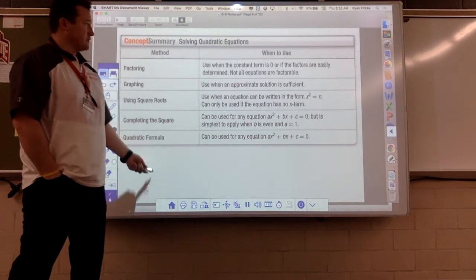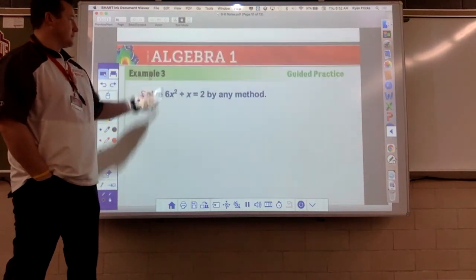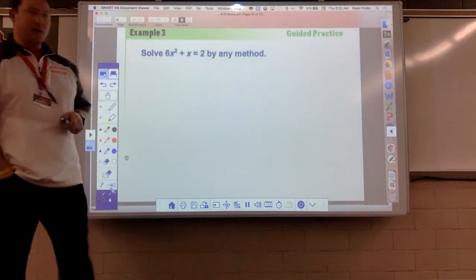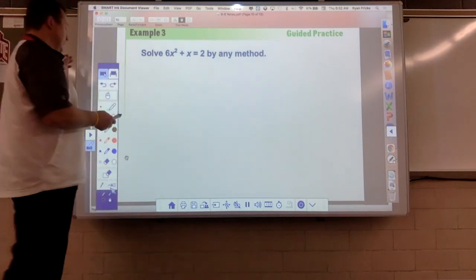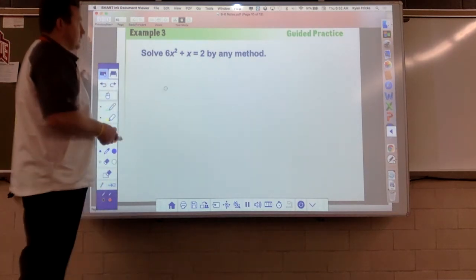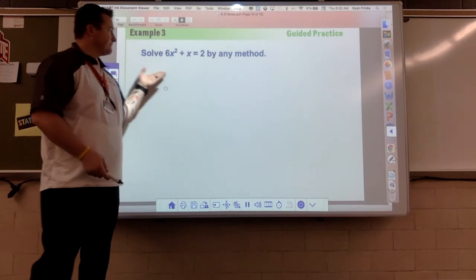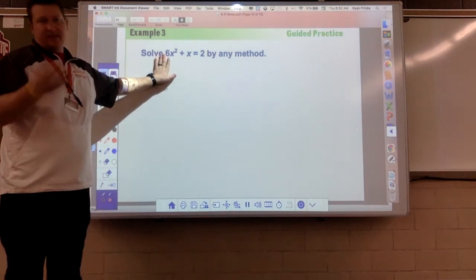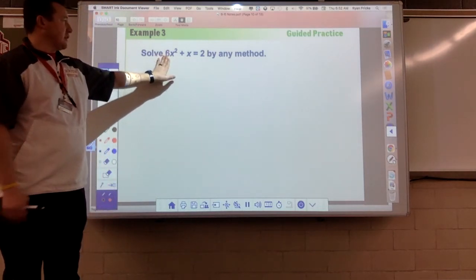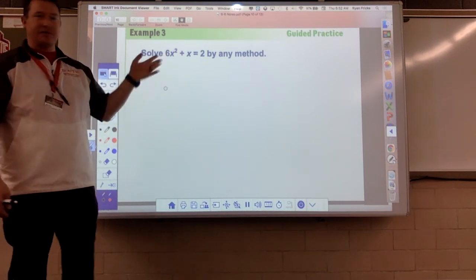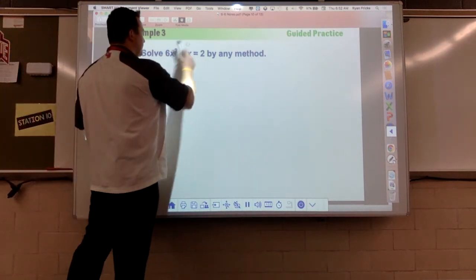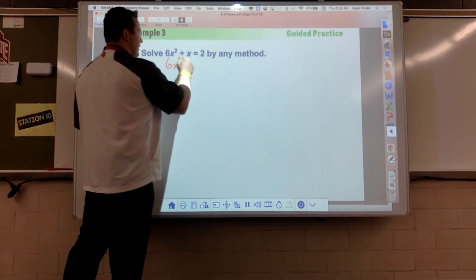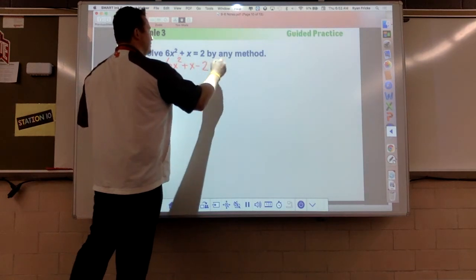Again, yeah, there's some helpful hints on when to use them, right? Solve this one any way you would like to. Well, I'd like to complete the square because honestly, it's probably my favorite one, but not a great choice because I got a 6 here, and we'd have to deal with that somehow. So not good there, right? 6x squared plus x minus 2 equals 0.